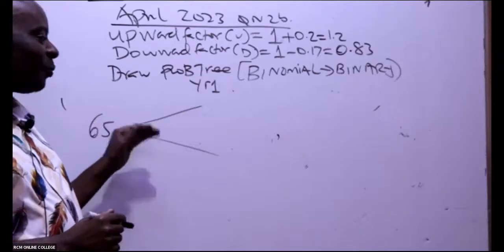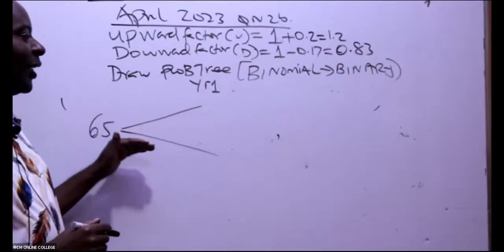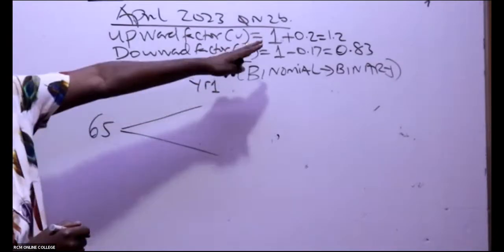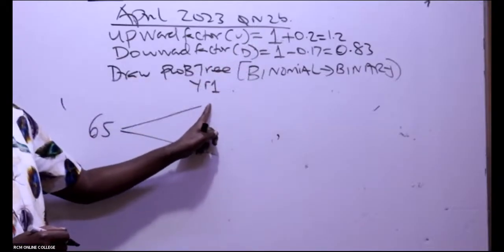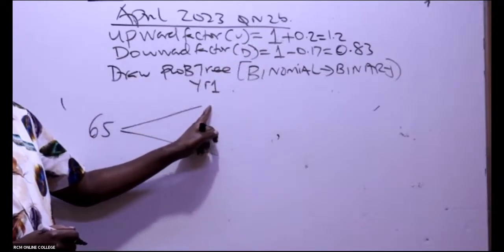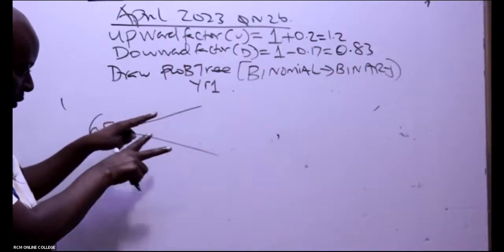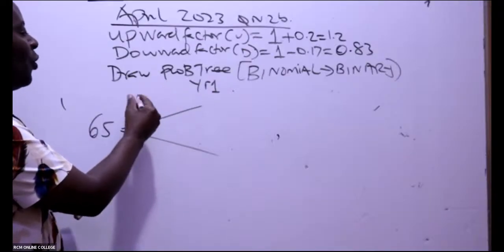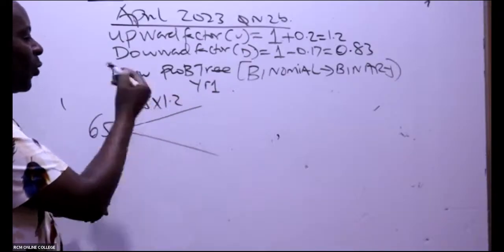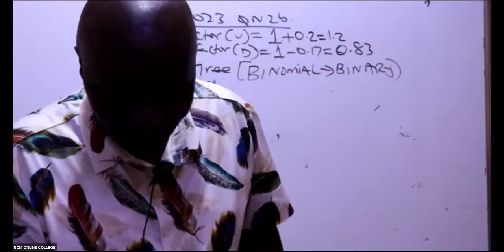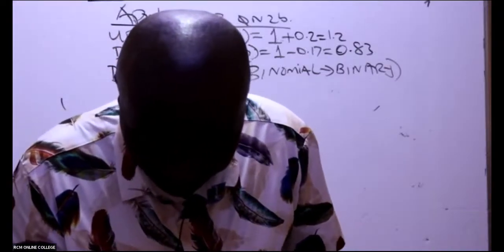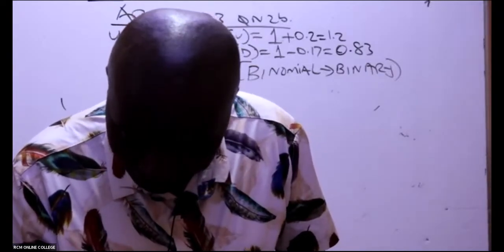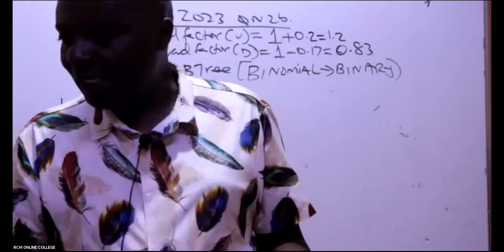And then there are two possibilities. At the end of year 1, it will either go up or down. So if it goes up by 1.2, what will be the new price? Because they are binomial, two occurrences. So if it goes up by 1.2, the new price will be 65 times 1.2. Have you seen where I got 65 from? Yeah, it is given in the question. We are told current means today, it is trading at 65.